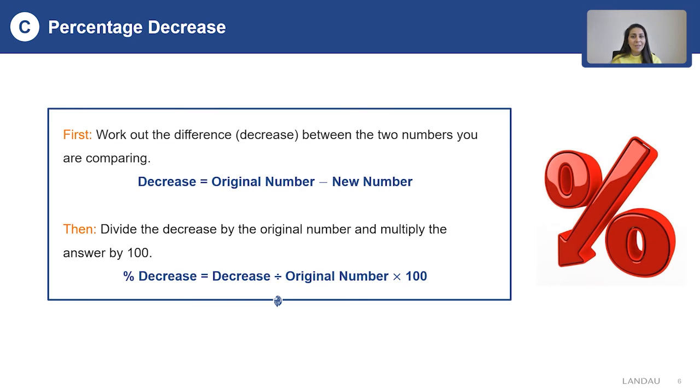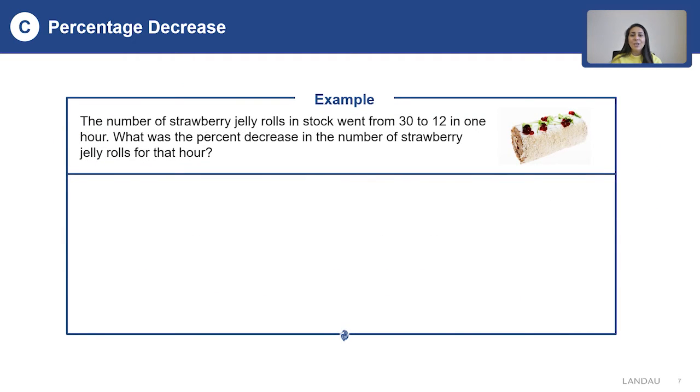Let us now study the example. Take your time and read the problem. I will then ask you some questions related to the problem. What is the original value? It is 30. What is the final or the new value? This is 12. First, we will have to find the difference. In other words, amount of decrease.